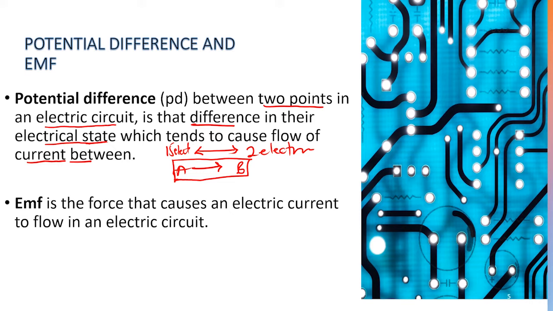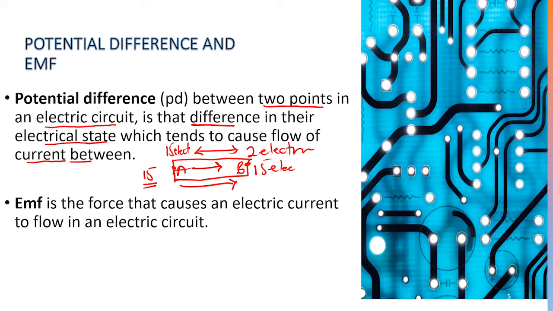So potential difference is very simple. It talks about just the difference in the electrical state between 2 points where electrons will tend to move to cause electricity. Remember, if this point is 15 electrons and this point is 15, there will not be any movement because they are in equilibrium. Are we okay? So that's what we call potential difference. There should always be a potential difference in a circuit for current to move.